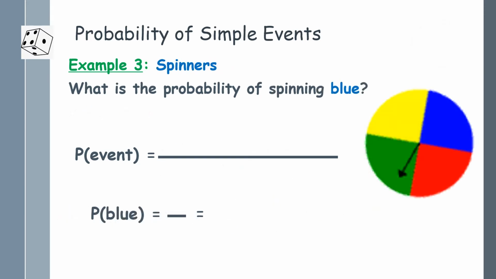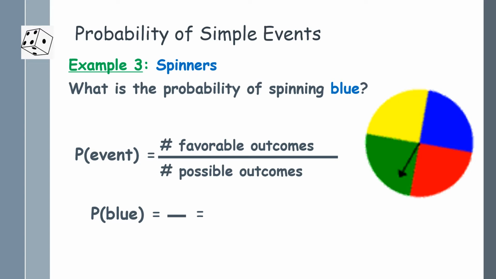Let's try another one. This time we have a spinner. We want to find the probability of spinning blue. Again, what goes on the top? Yep, the number of favorable outcomes. And what goes on the bottom? Yep, our possible outcomes. What's the probability of spinning a blue? How many favorable outcomes do we have? And what is our total possible outcomes? Yes, so the probability of spinning a blue is 1 in 4. How might we write that as a percent? If you can't remember, think in terms as 1/4 of a dollar. Yep, it's 25%.